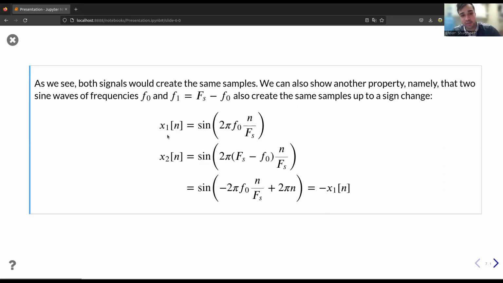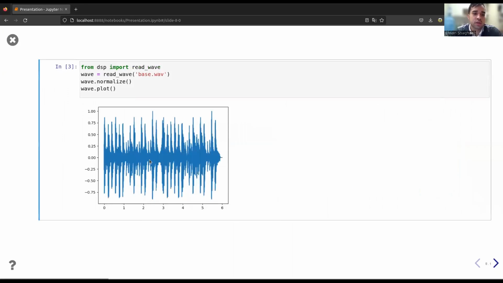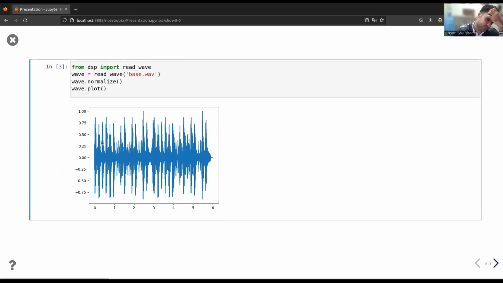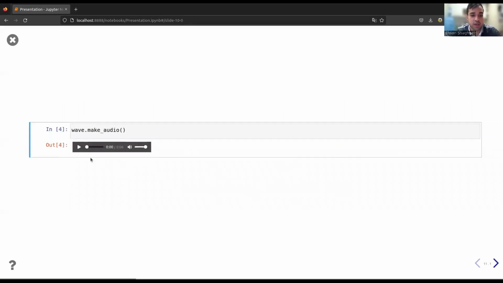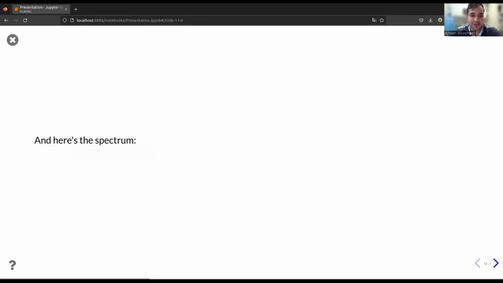Let's go through a case example to make this experience a bit more fun and understandable. I got a voice clip, and this is the amplitude range. This sound clip was sampled at a frequency of 44.1 kilohertz. This is how it sounds. I hope you liked it.